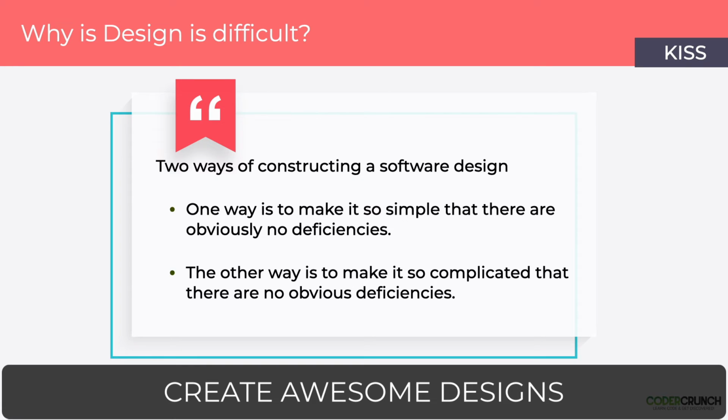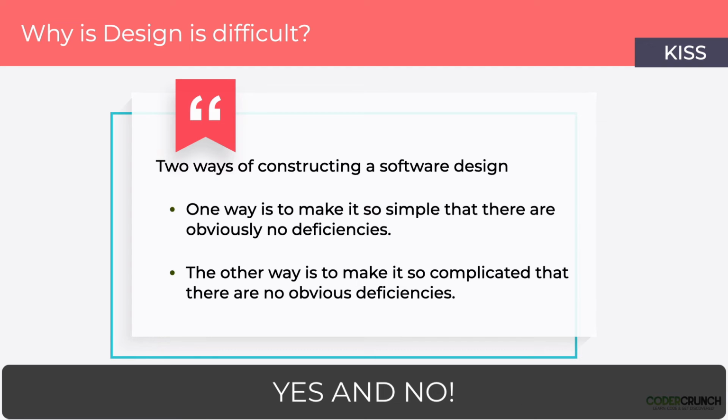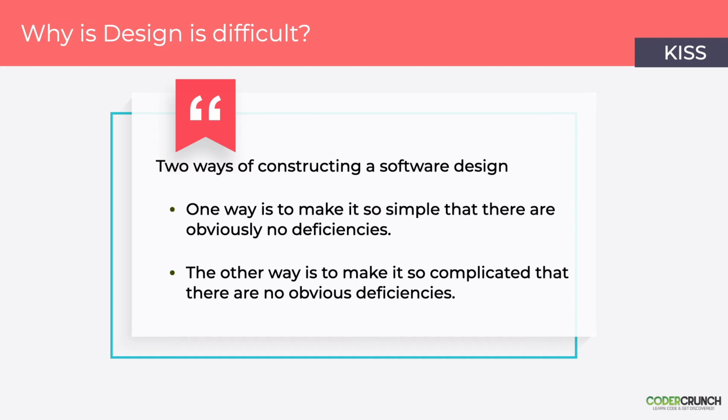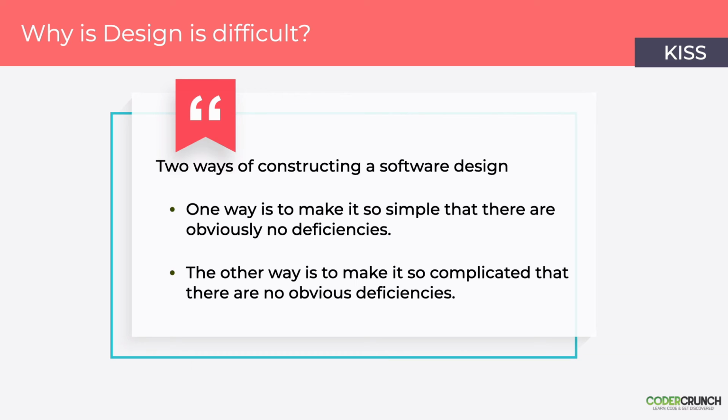One of the questions that is often asked: is there a perfect system? Can you build a perfect system? Interestingly, the answer is both yes and no, as it depends upon the definition of perfection. If you just look at the definition of perfection, it states the condition, state, or quality of being free or as free as possible from flaws or defects. Now, let me emphasize the keyword here, flaws. What you may consider a flaw may be a strength for somebody else.